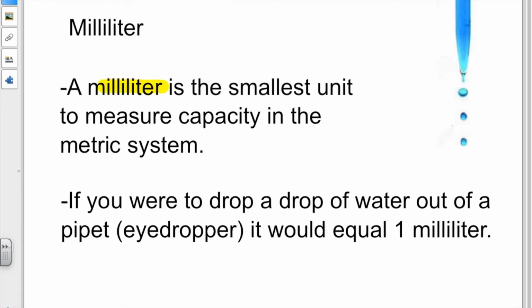A milliliter is the smallest unit to measure capacity in the metric system. If you were to drop a drop of water out of a pipette or an eyedropper, that drop would equal 1 milliliter. So here's a pipette, and this drop would equal 1 milliliter. This drop would also equal about 1 milliliter, and this drop would equal also about 1 milliliter. Now you might notice these drops are kind of different sizes. It's about 1 milliliter, so it's not exact. It's like an estimate.